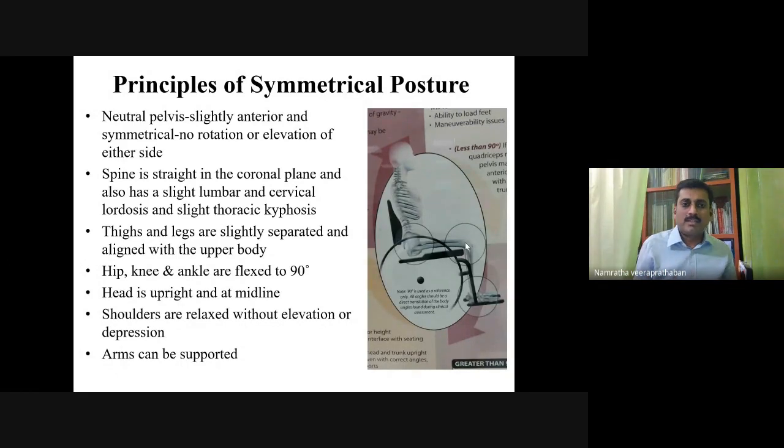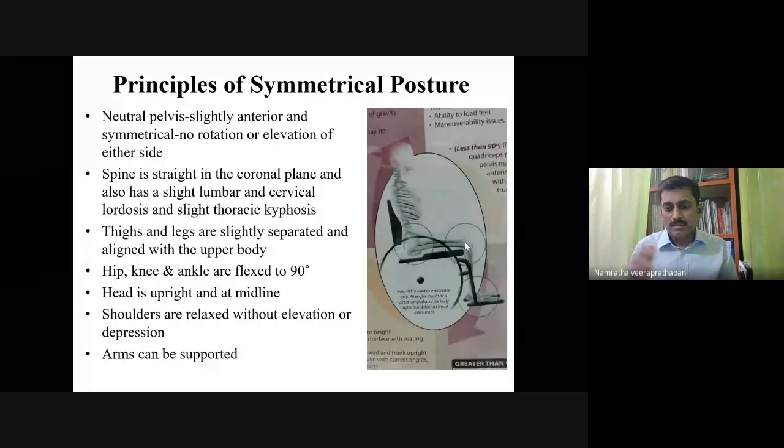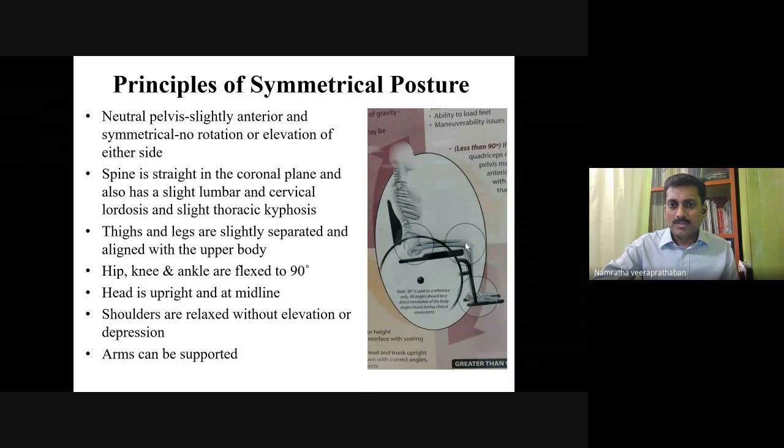Okay, are there any doubts in this? Because, as I said, this is the important concept to understand seating and mobility. This is very basic. I think it's clear, so I think I can move to the next slides. Yes, sir. All right.